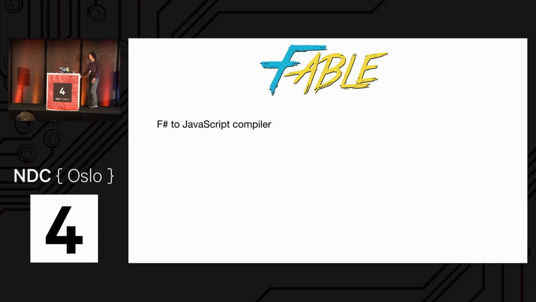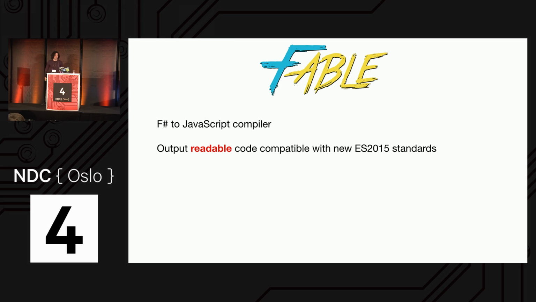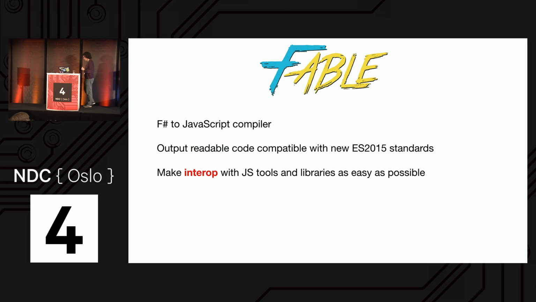Fable, first the obvious: Fable is an F# to JavaScript compiler. I hope that you already know that by now. One of our main guidelines is to output readable code that is also compatible with the new ES2015 standards, so it means classes, imports, iterables, for example. And also we want to make interop with JavaScript tools and libraries as easy as possible.